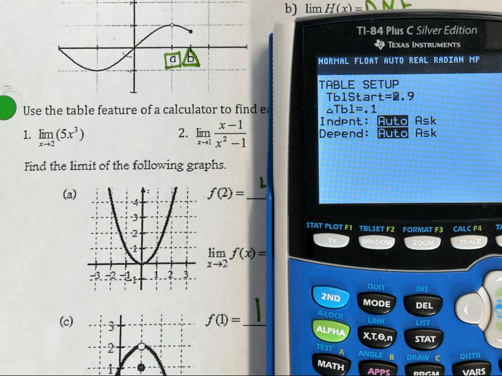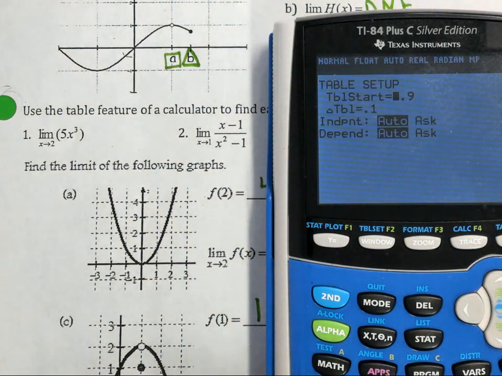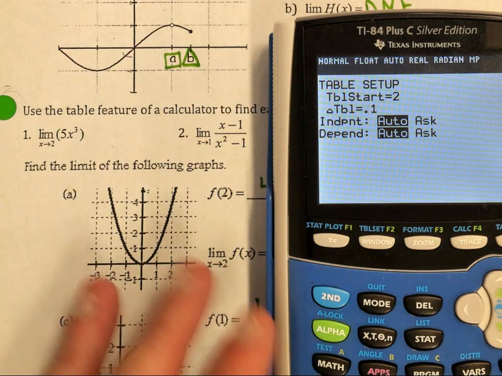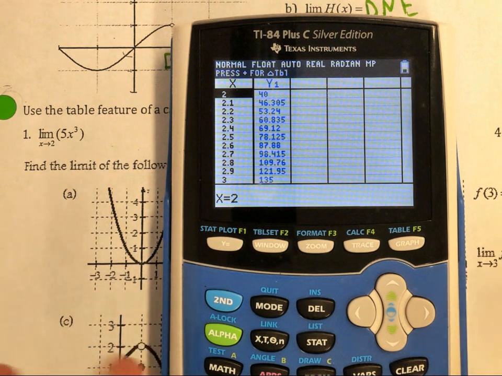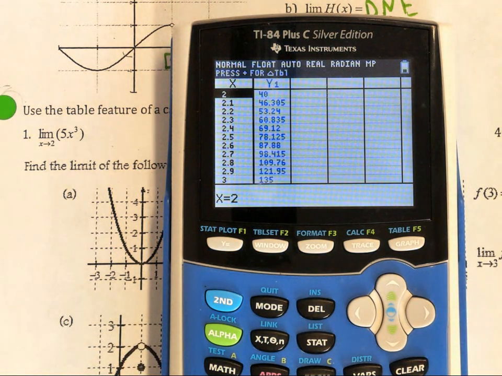All right, so I want to know what's going on as x approaches 2, so I put a 2 there, and I put 0.1. Now I'm going to hit second, table. At 2, wait, is there a number? Is there something happening at 2? So what would your limit be if there's a number at 2? If f of 2 equals 40, then your limit's got to be what? 40. Because it's continuous. There's no discontinuity there. So on number 1, I would put 40, because there's an actual number at f of 2. Does that make sense?